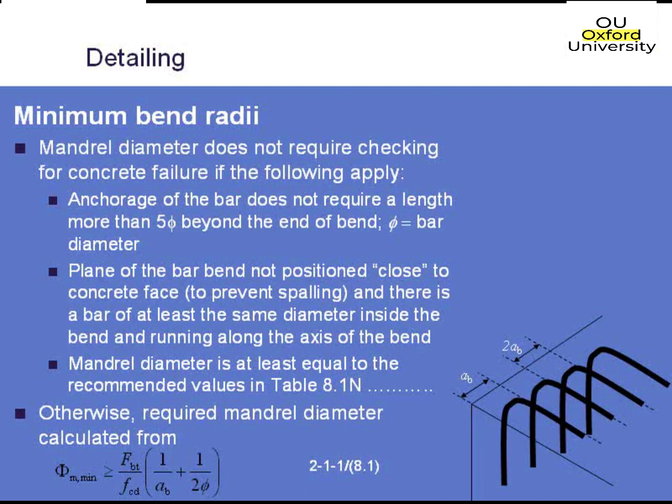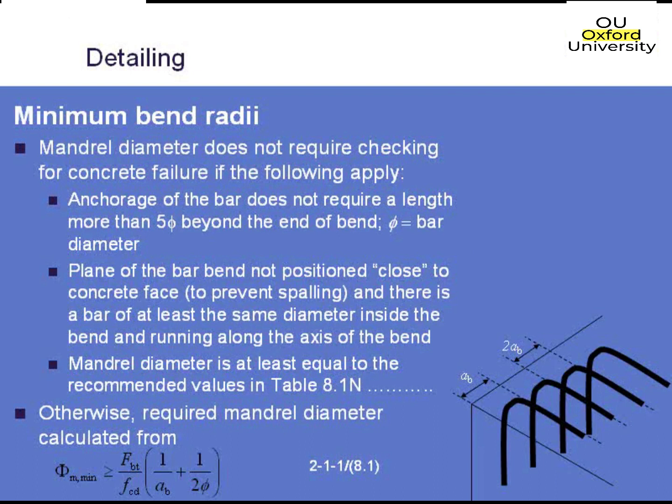Basically that just means that when the bar starts being bent, it's not fully stressed at that point. You also have to make sure that the plane of the bar bend is not positioned close to the concrete face, and that's just to prevent spalling from occurring. And you also need to have a bar of at least the same diameter inside the bend. And finally, you have to make sure the mandrel diameter is at least equal to the recommended values given in Table 8.1, which I'll show you on the next slide.